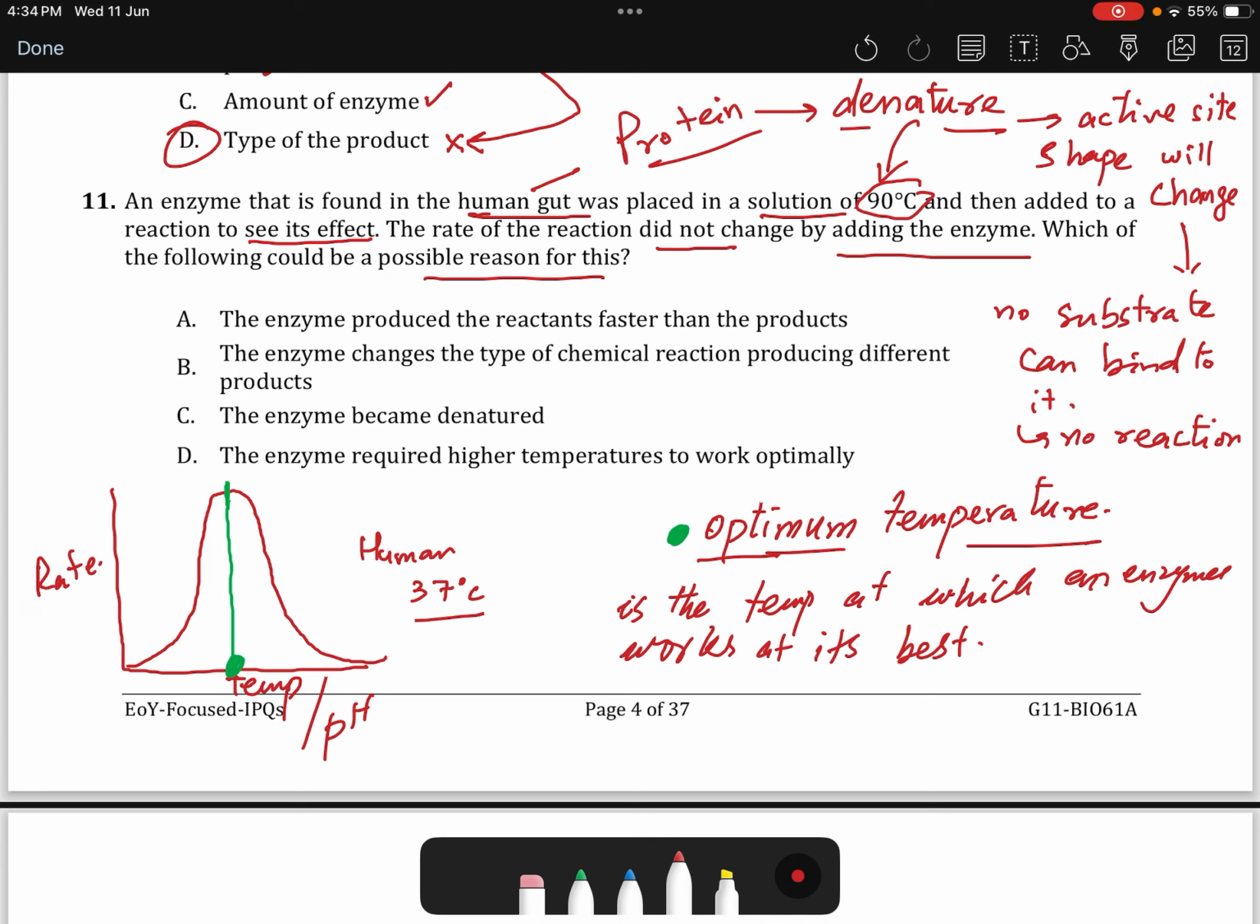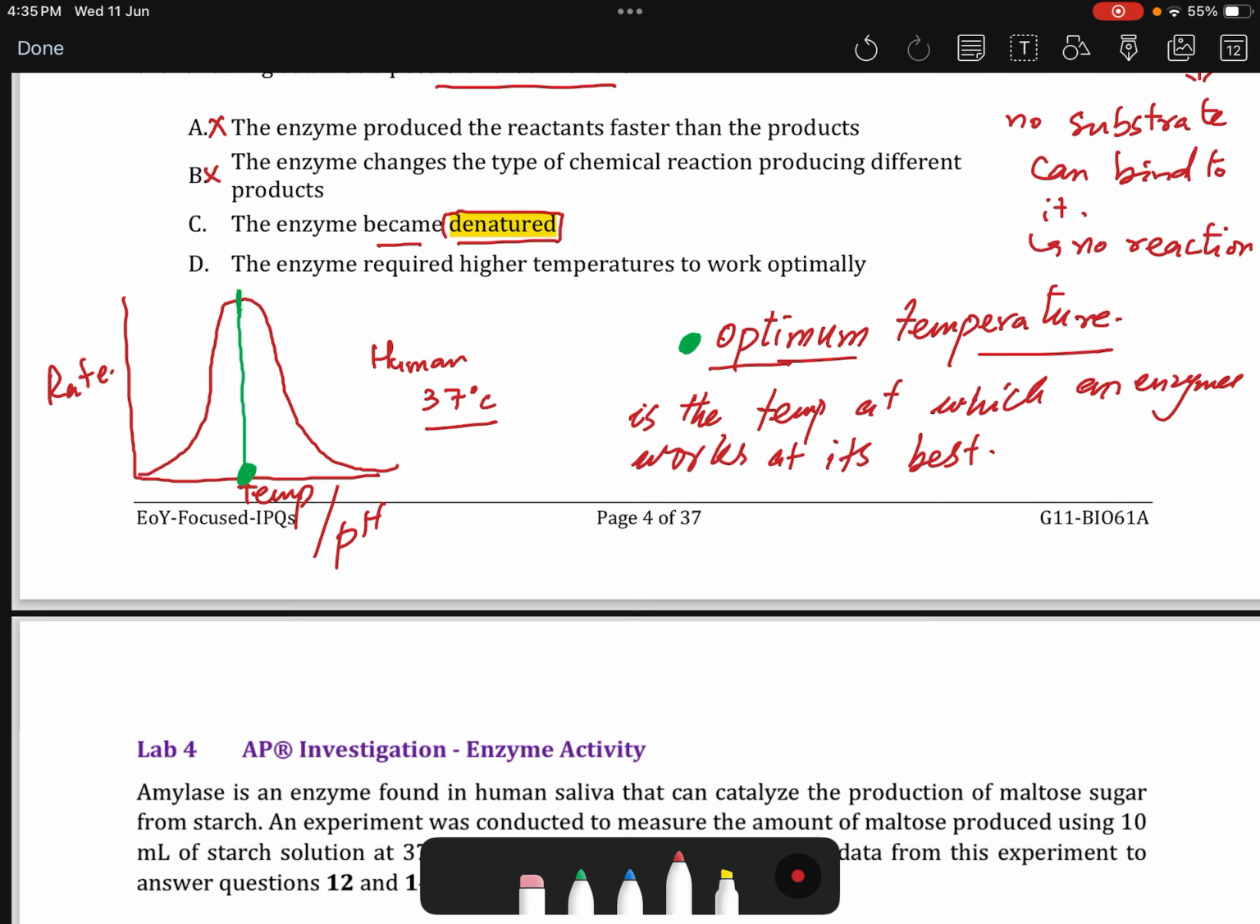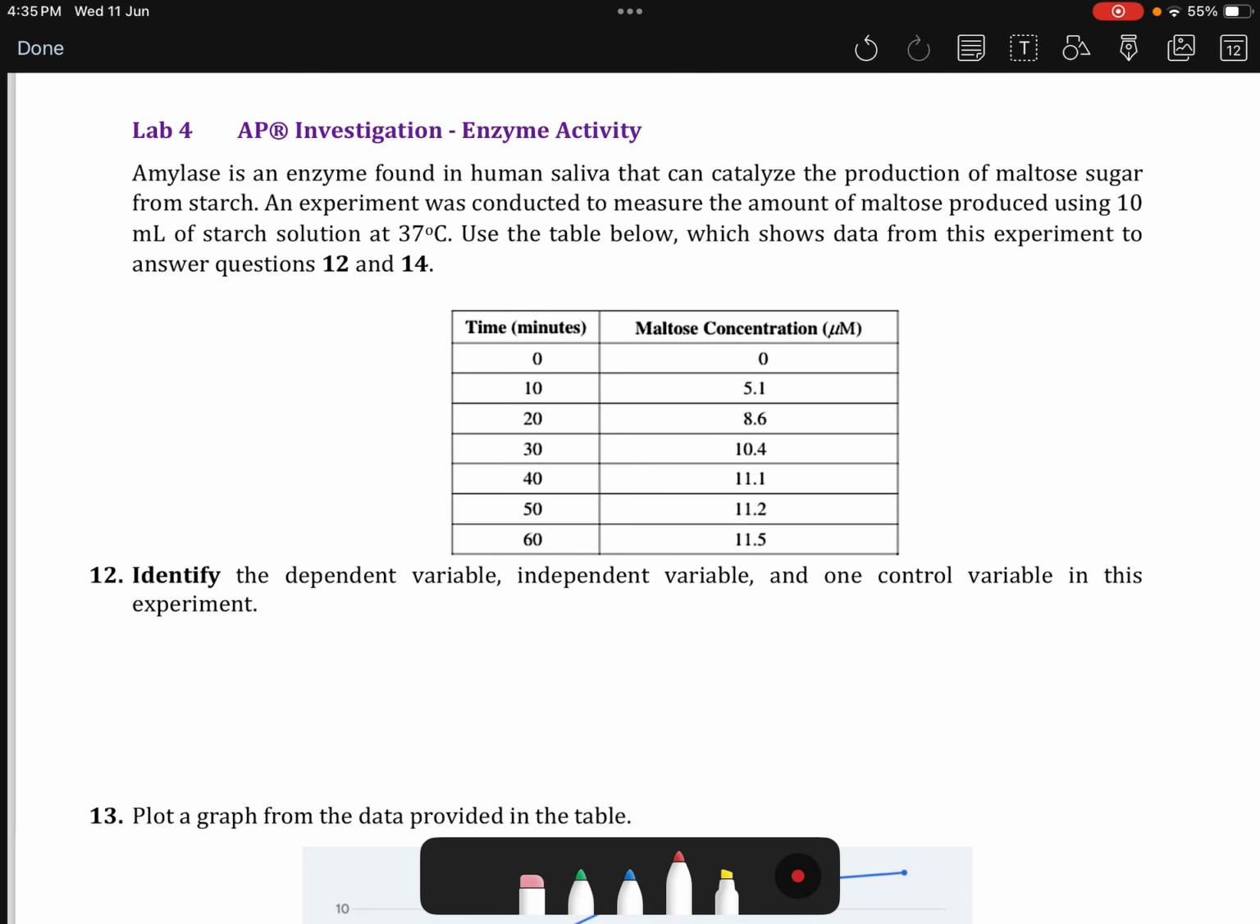The enzyme produced the reactants faster? No, of course not. The product is not being produced, so this is wrong. The enzyme changes the type of the chemical reaction? No. The enzyme became denatured, and this is what we just discussed. The enzyme became denatured. Yes, that's the correct one. The enzyme requires higher temperature to work optimally? No, it doesn't require higher temperature. It requires only the optimum temperature, whatever it is.